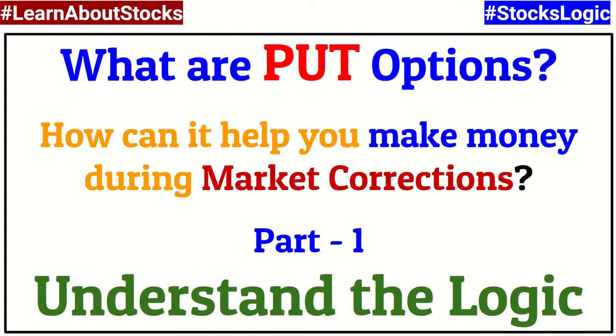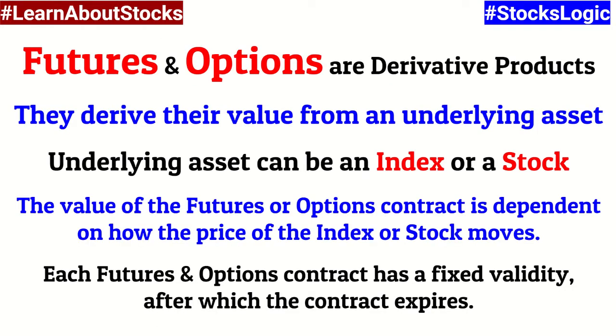Since this is my very first video on futures and options, let's have a quick look at what it actually is. Futures and options are basically derivative products. They derive their value from an underlying asset. I will be talking only about the stock market, not the commodities market. In the stock market, the underlying asset can be an index or a stock.